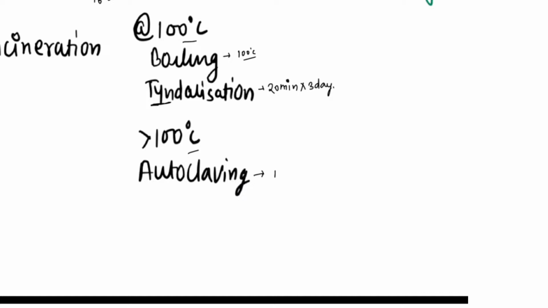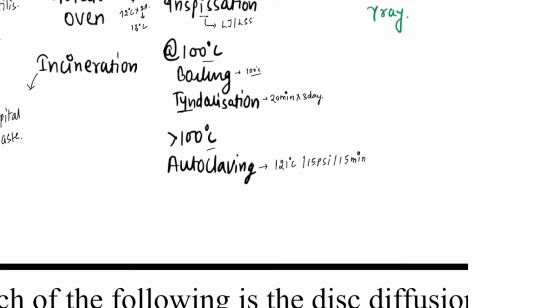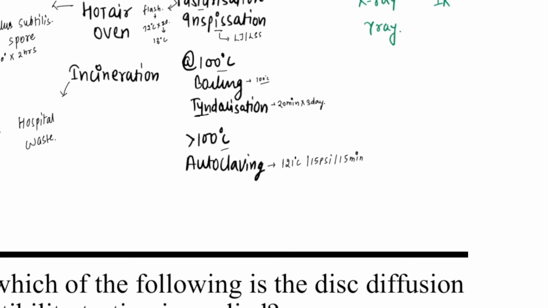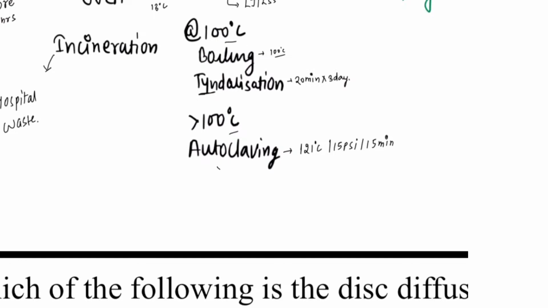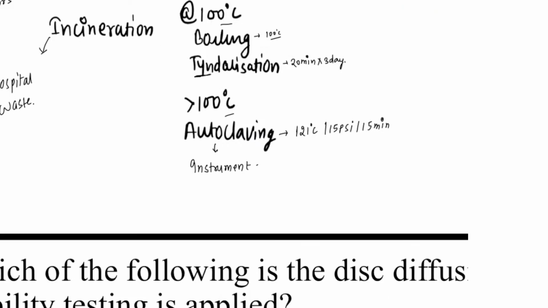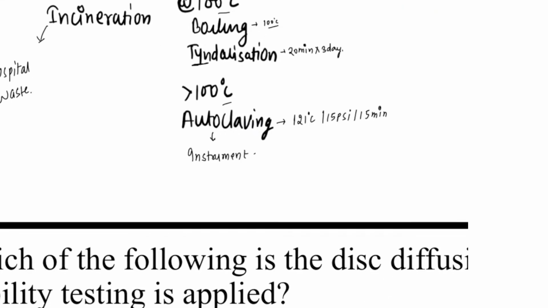Lastly, the most important one is autoclaving. The temperature that we are using for autoclaving is 121 degrees Celsius, the pressure is 15 psi, and the time will be 15 minutes. I think you must have seen autoclaves; there are multiple types. We are doing autoclaving for all the instruments, surgical instruments. Apart from that, we will be doing it for culture medias. You will be finding an autoclave in your laboratory.